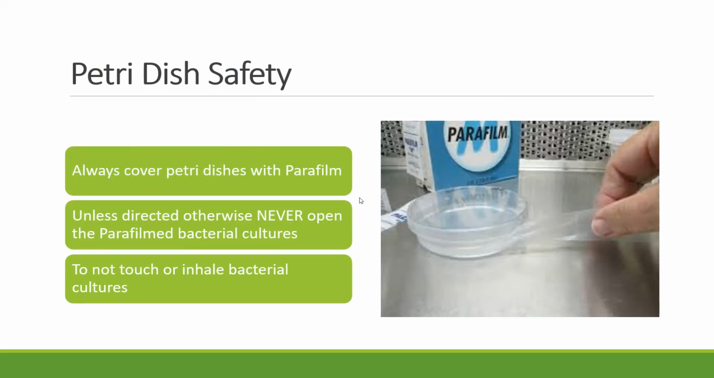Petri dishes are something that get worked with quite a bit in lab. Now, these are a little different than the test tubes we talked about earlier, because a Petri dish is going to have what we call agar in it. So that makes it like a solid surface.